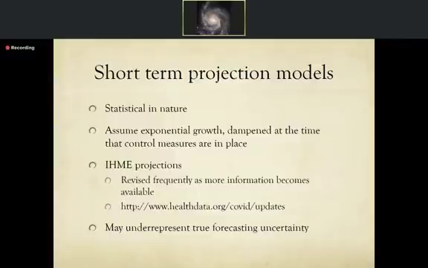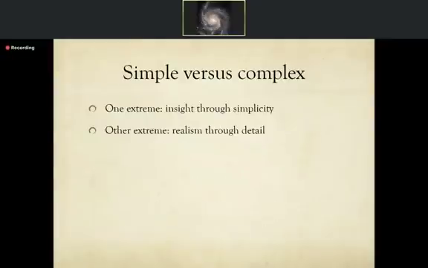In contrast, there are short-term or at least projection models. These are statistical rather than mechanistic. Some assume exponential growth, and then they try to estimate what the dampening would be from control measures. The IHME projections are of this type. They're revised frequently as more information becomes available. And all of you know where that website is, and you can read more about what they've been doing, bringing new data online to calibrate their models and continue to update these. Some such models may underrepresent true forecasting uncertainty for reasons we can talk more about. Let's continue to the next slide.